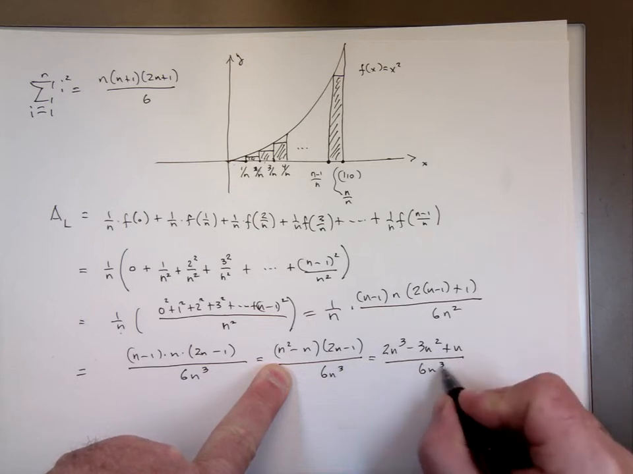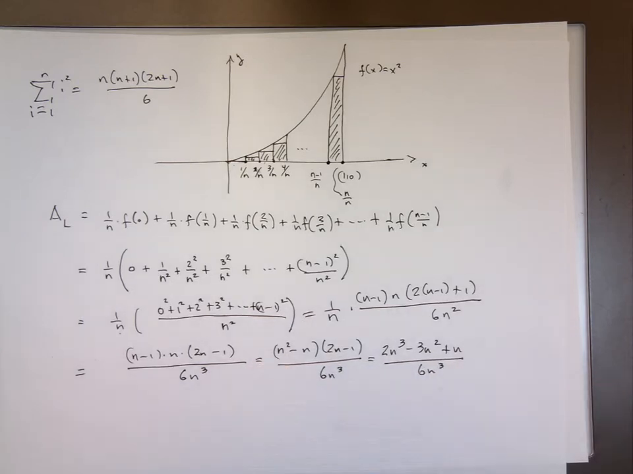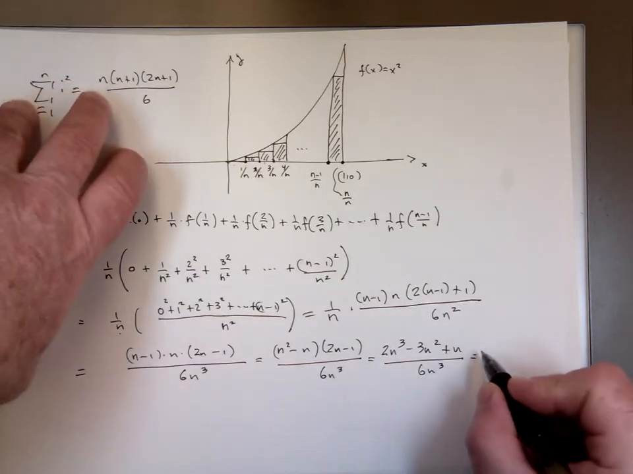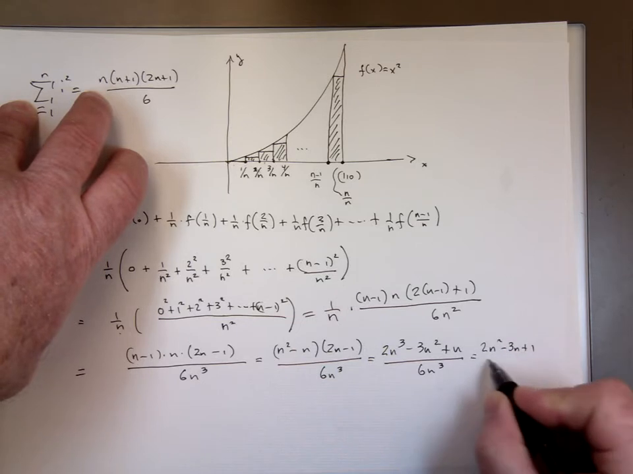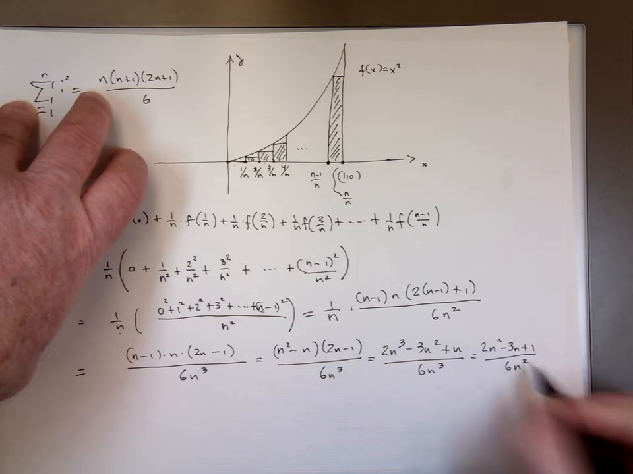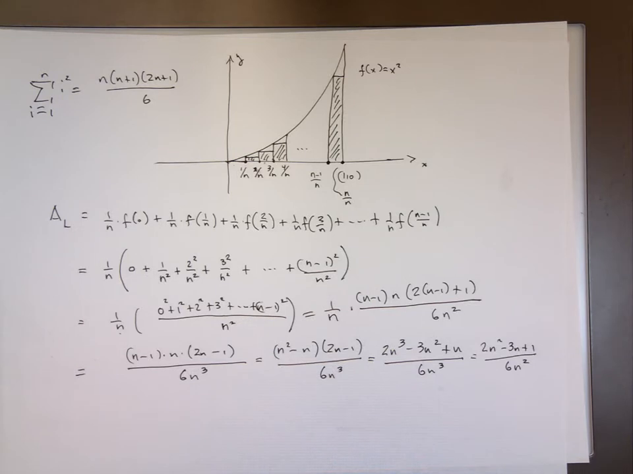And then I could factor out n's. Boy, oh boy. So I get 2n squared minus 3n plus 1 over 6n squared. That's the area under that curve in terms of its left endpoint rectangles and in terms of n left endpoint rectangles.